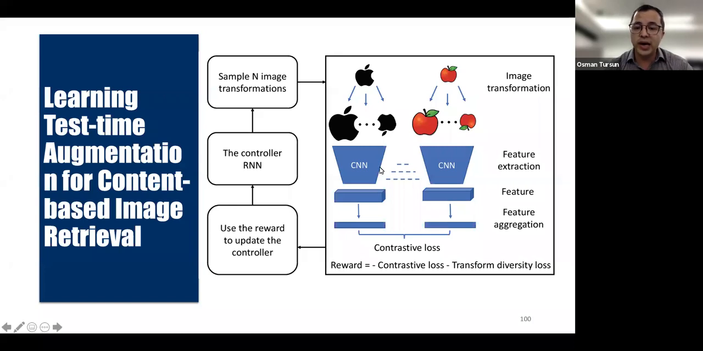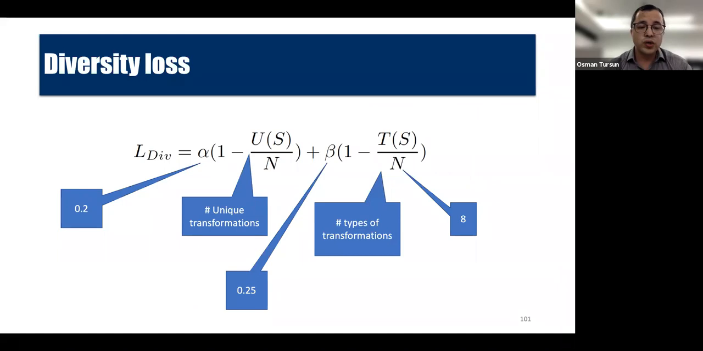After that, we apply these data augmentations to our image, and then we can calculate the contrastive loss and also our transform diversity loss to generate rewards for the controller. By training this controller, it learns to choose the best data augmentation for trademark retrieval. And to increase the diversity of the learned data augmentation, we propose the diversity loss. It increases the number of different types of transformation and also their properties.